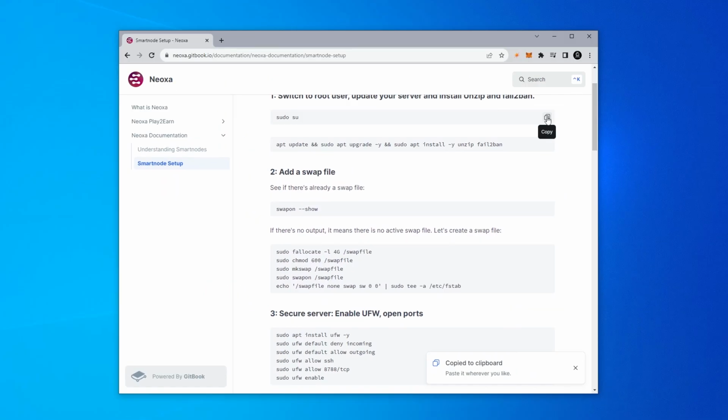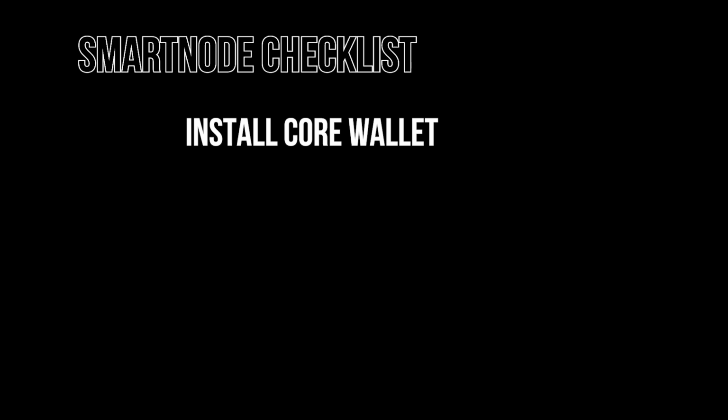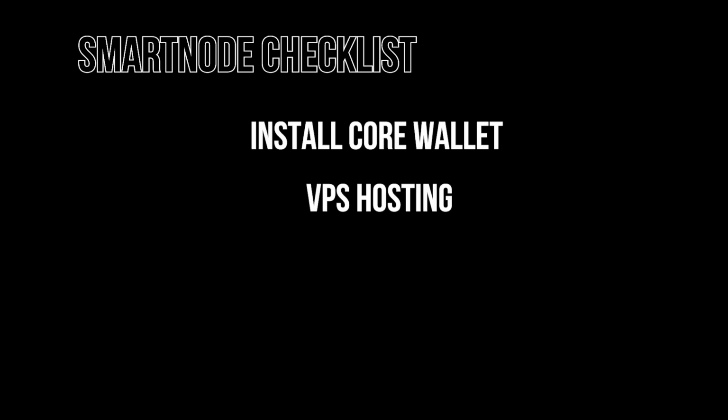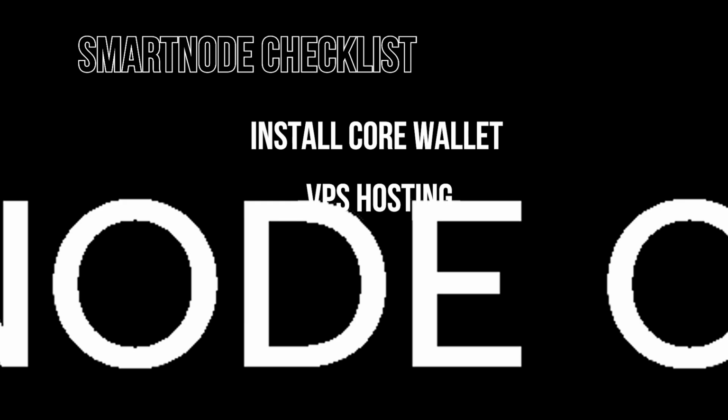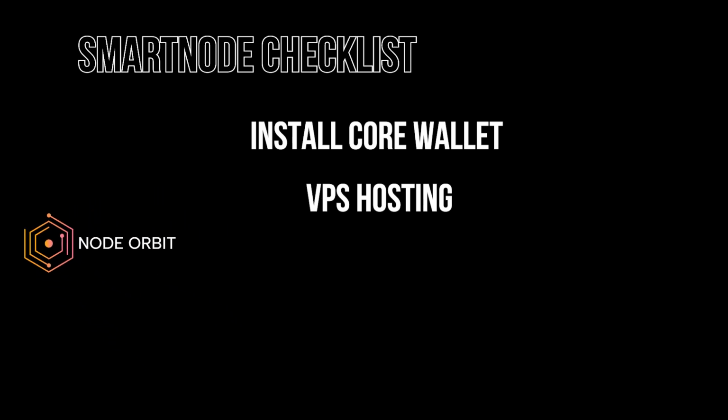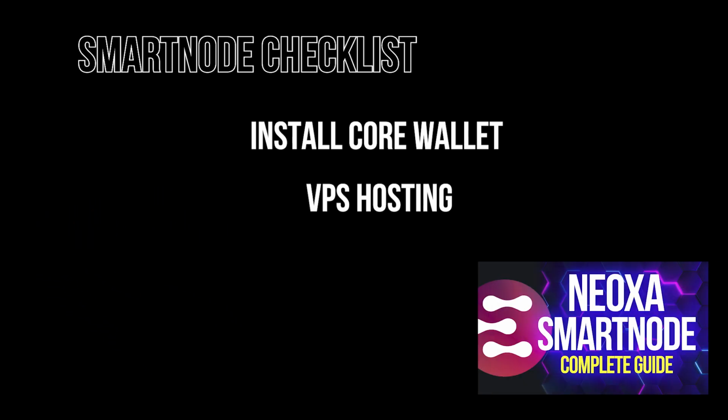There's a couple things that you're going to need, and the first thing is to install the core wallet. In this guide, we're going to be installing it on a Windows PC, but there's also a Linux and OS X version available. Next, you're going to want to have a VPS service to host your node. In this guide, we're going to be using NodeOrbit, but if you have your own VPS service that you want to use, you can check out this guide and I'll walk you through the steps.